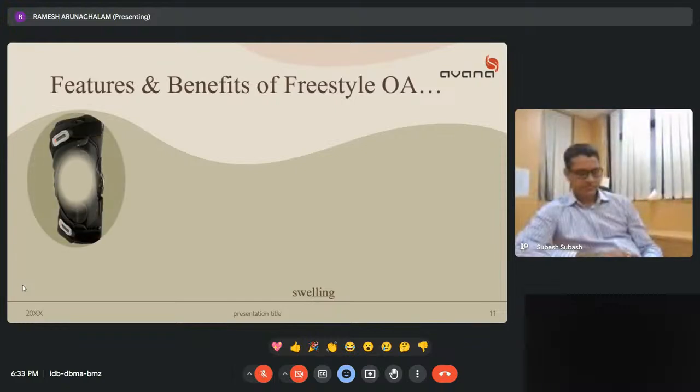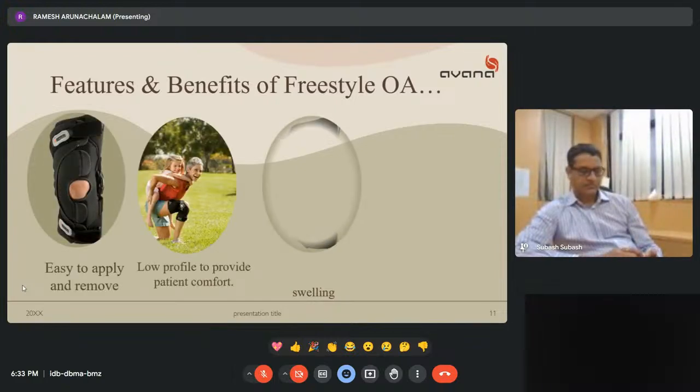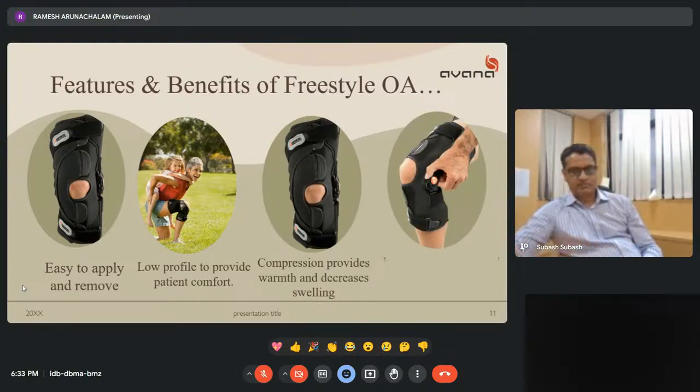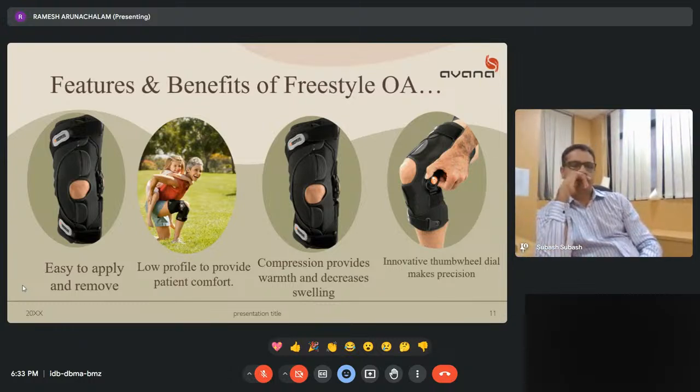So what is the benefit of this product? It has a very simple wraparound design. Even elderly patients can wear it very easily. It gives compression, and you can wear dresses over it also. It will be very easy. If you feel pain, you can adjust it yourself; there is no need to wait for someone to come and do that. So it is a very simple offloading brace.